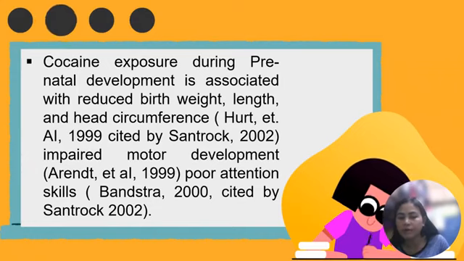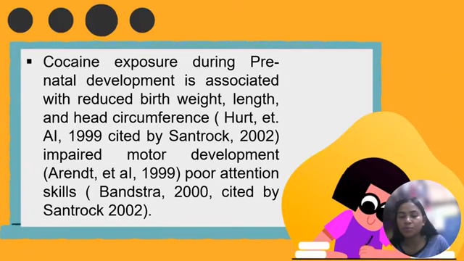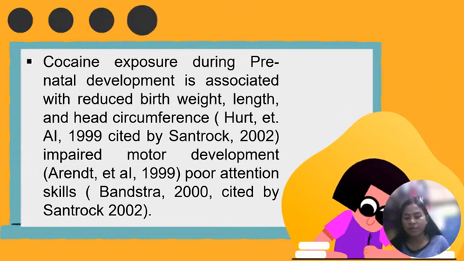Impaired motor development by Arndt et al. in 1999, and poor attention skills, cited by Santrock 2002. So cocaine exposure during prenatal development can have detrimental effects on the developing fetus. When a pregnant woman uses cocaine, the drug can cross the placental barrier, affecting the developing baby's central nervous system.